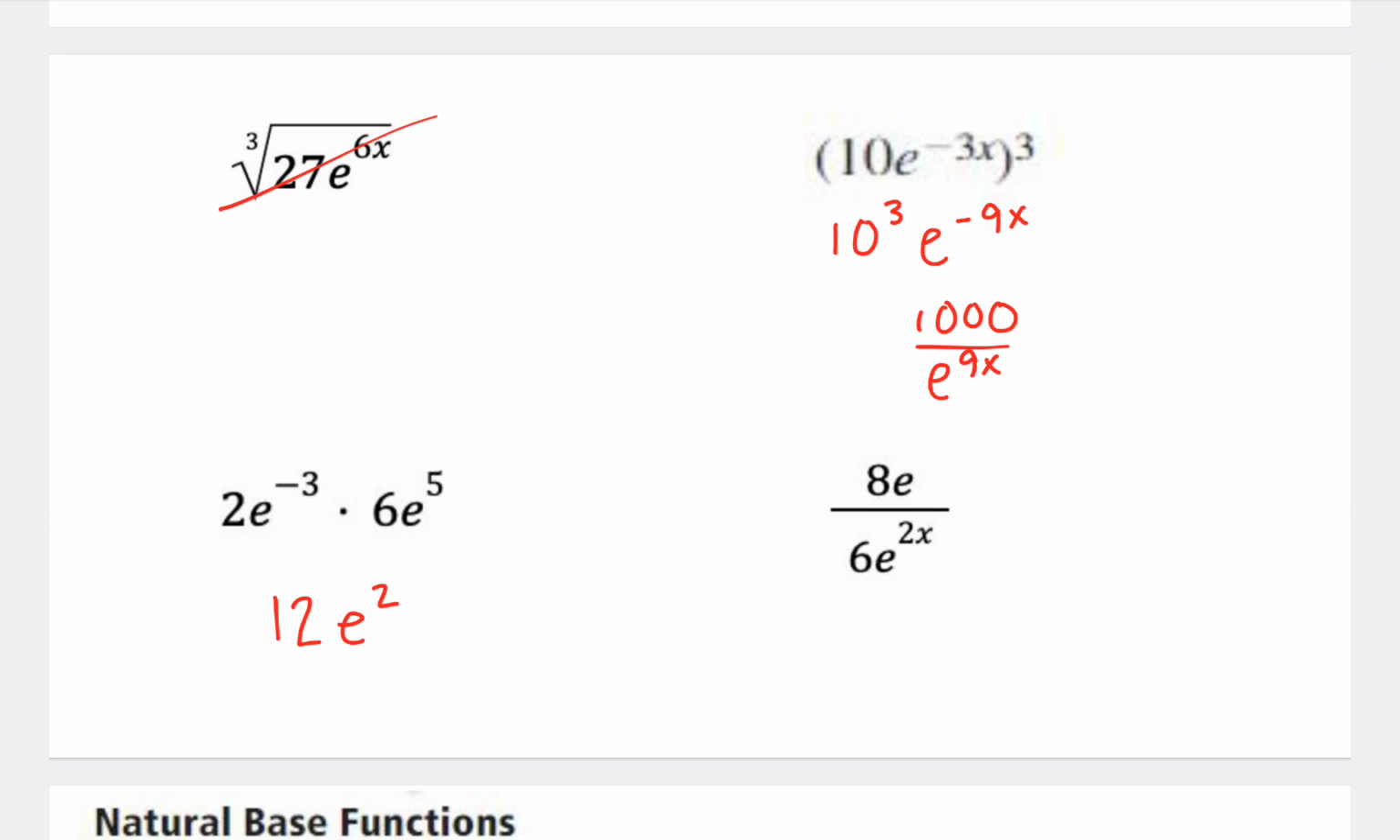And then for the last example, this is the trickiest of them. We divide the coefficients, 8 divided by 6. I'm just going to leave that as 4/3. And when I divide with a common base, we subtract the exponents. Well, the exponent on this e in the numerator is 1. And 1 and 2x are not like terms, so I can't really subtract them. So I would leave that as e to the 1 minus 2x power.